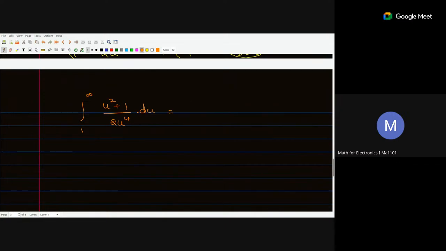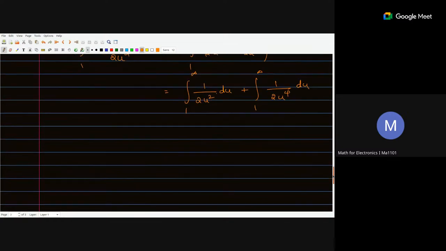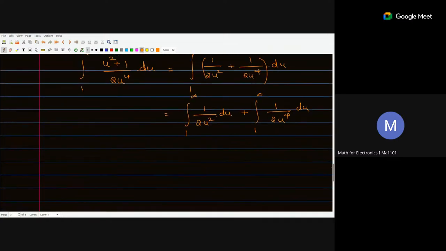Now this can be solved because, if I split this, the integral from 1 to infinity of (u square plus 1) by 2u power 4 du becomes 1 by 2u square du plus the integral from 1 to infinity of 1 by 2u power 4 du. Now these two integrals are computable, right? So this is simply 1 by 2 times the integral from 1 to infinity of u power minus 2 du.